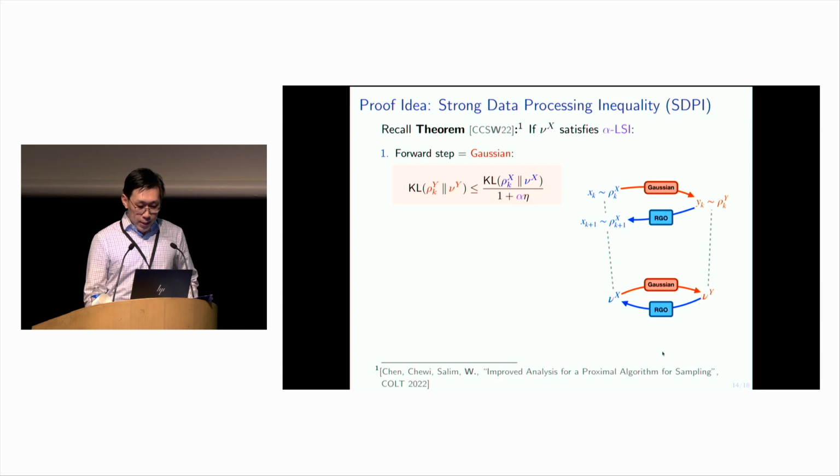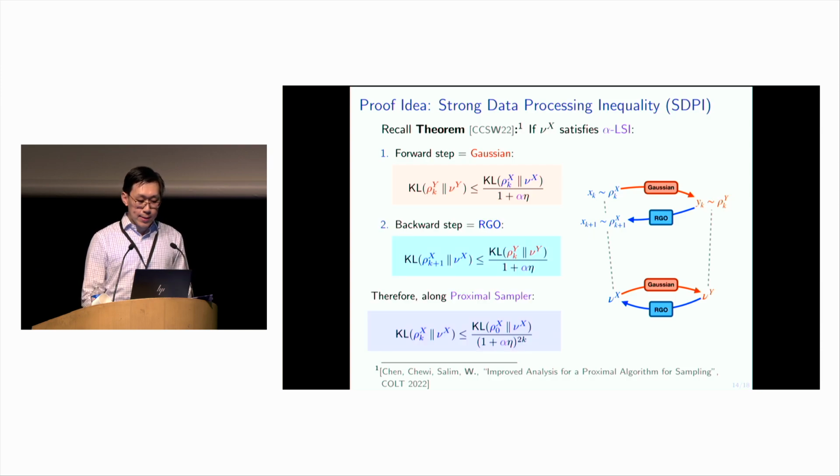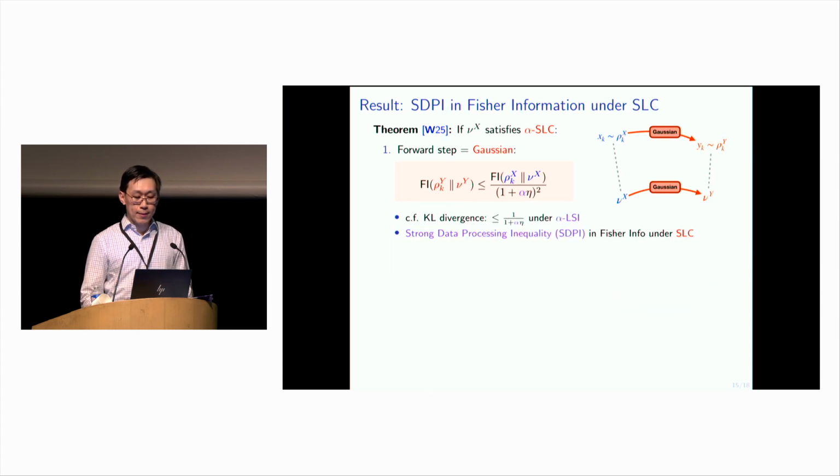A quick word about the proof is that previously for the KL divergence, what we showed was basically a strong data processing inequality along this forward channel and backward channel to show contraction of KL divergence. What we show in this work is a similar method: along this forward channel, along the Gaussian channel, the Fisher information in fact contracts by this factor. So this looks like KL divergence up to a factor squared. And this says that we have a strong data processing inequality in Fisher information under strong log-concavity.